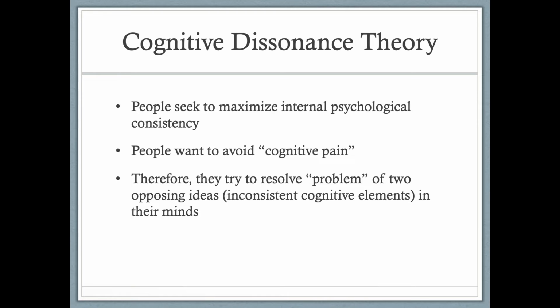The next theory is cognitive dissonance theory. People seek to maximize internal psychological consistency. They want to avoid what's called cognitive pain, and therefore they try to resolve the quote-unquote problem of two opposing ideas in their mind at the same time. In other words, if they believe A and you say, no, it's B, they have to reject one of those or it's upsetting to them mentally.